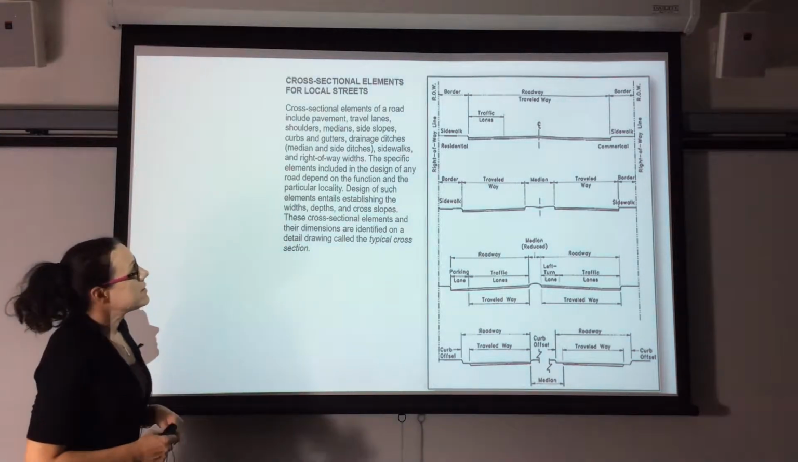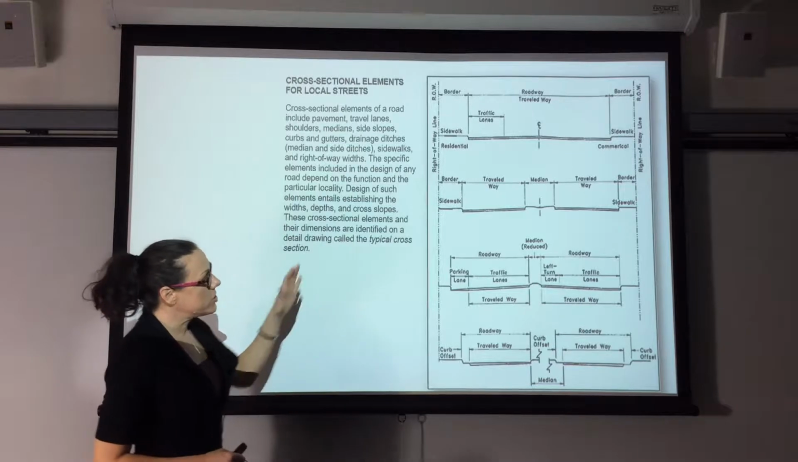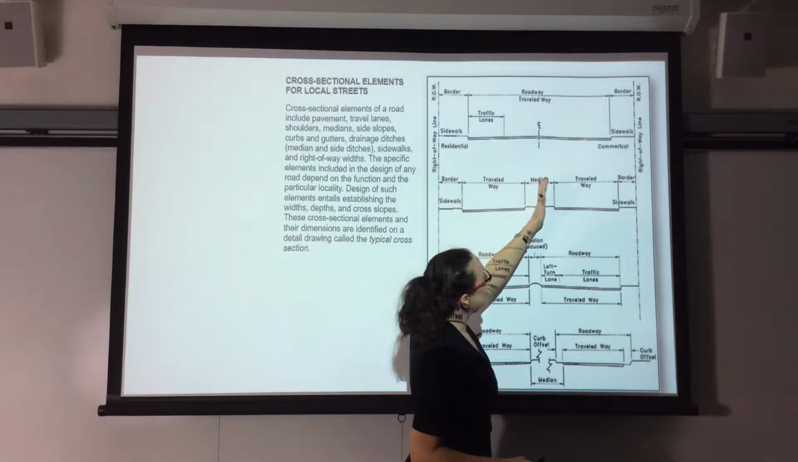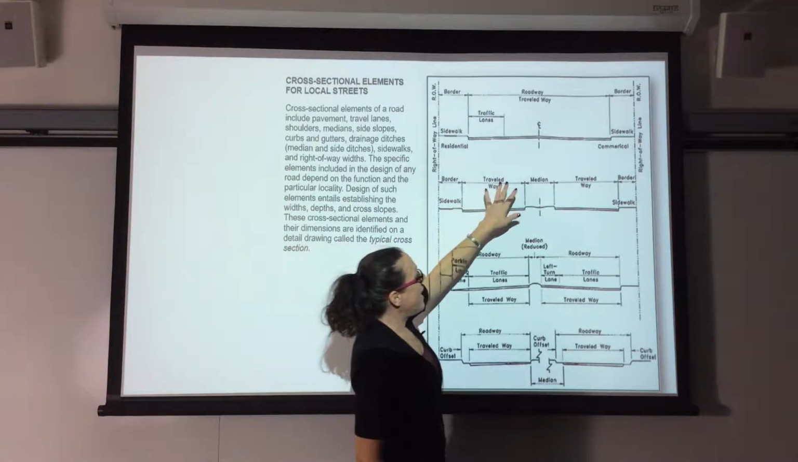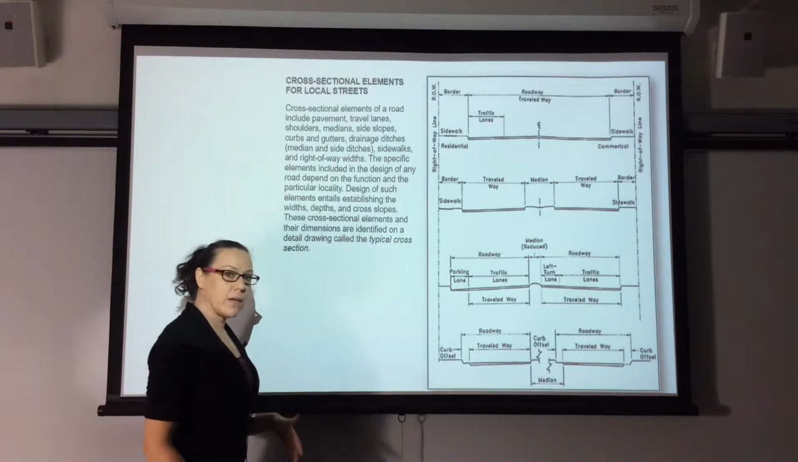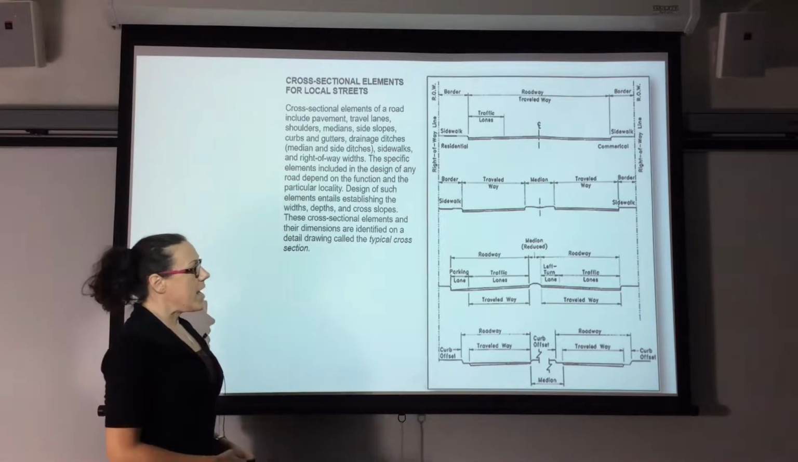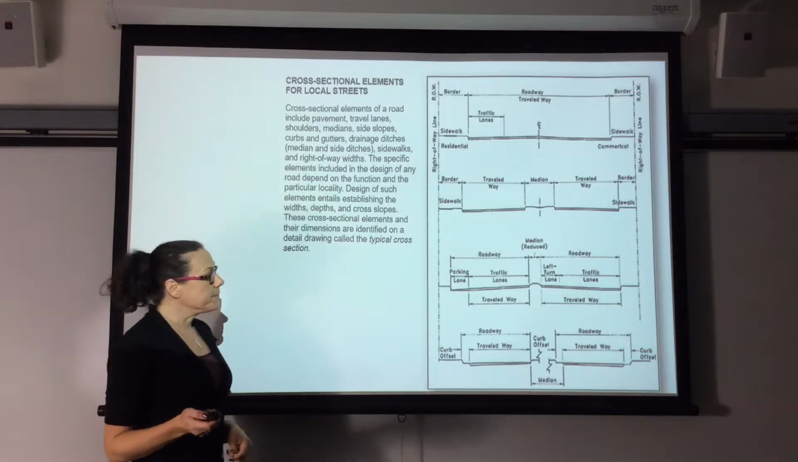So now we're going to talk about cross-sectional elements for our local streets. When you're talking about the cross-section, you're talking about establishing a center line for your profile. And you're going to have travel lanes or traffic lanes or turn lanes. You might have curb and gutter. You might have a median. And you may have parking or even a curb and gutter.